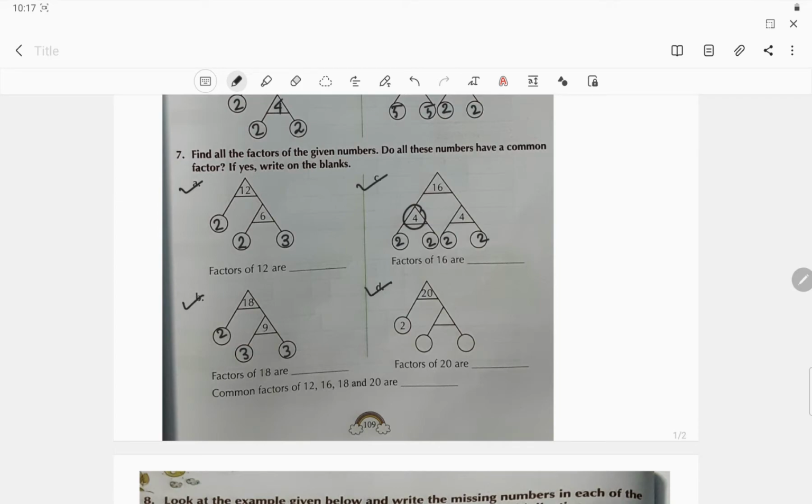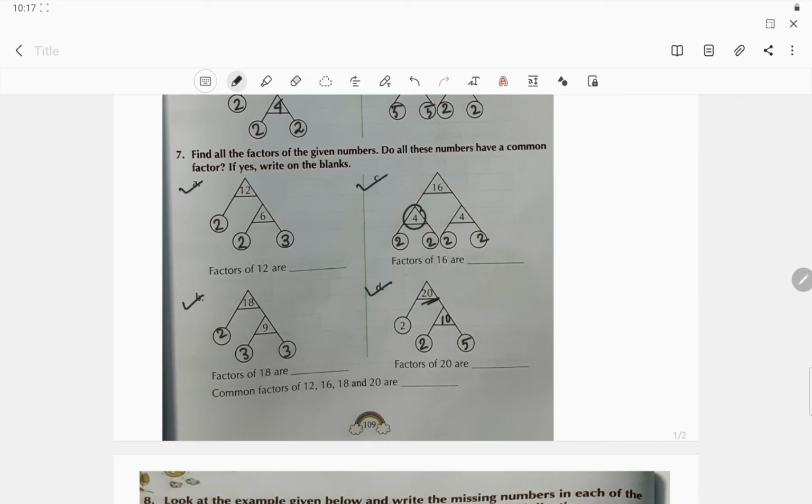And for question D, it is given 20 and it is already broken by 2. That means you are dividing 20 by 2 and you will get 10. Similarly, if you divide 10 by 2, you will get 5.